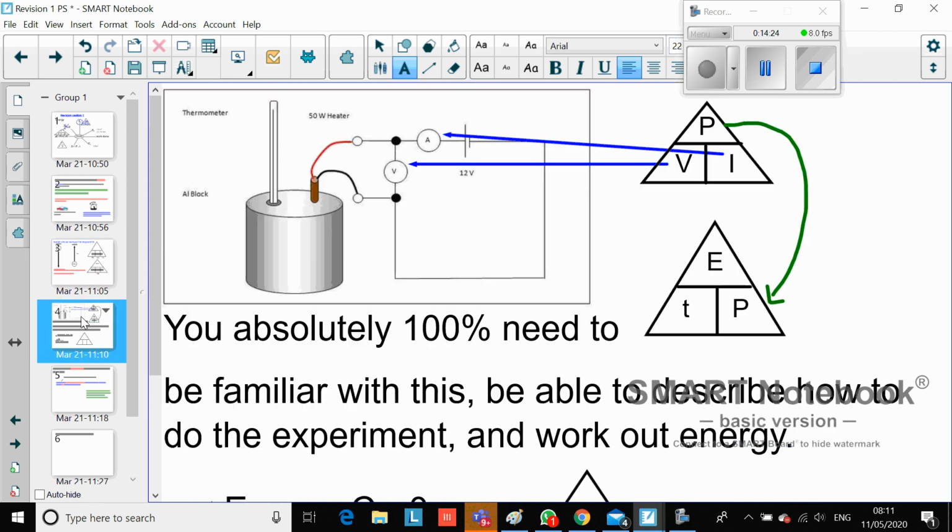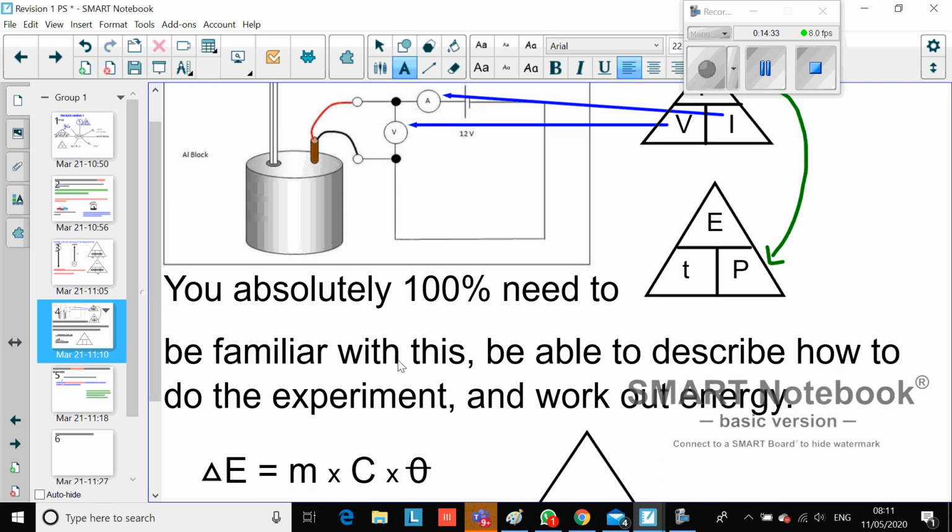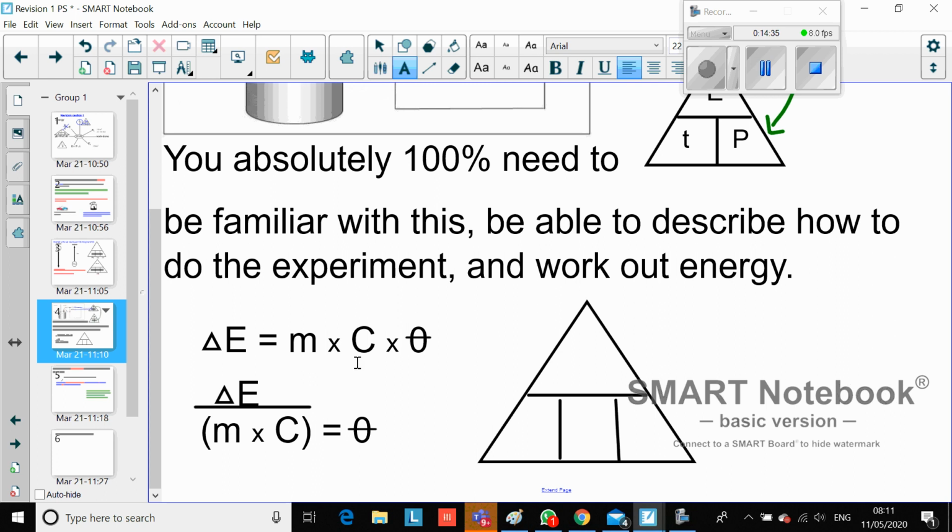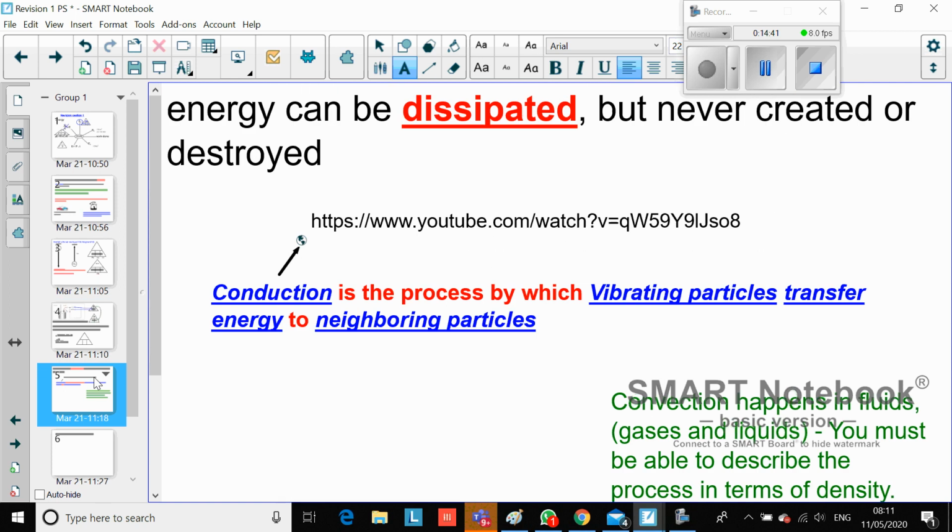Okay, next thing, specific heat capacity. You will 100% need to know this required practical. Now you've done it, so you need to refer to this in your book. Just went through it with you a few minutes ago, so hopefully you'll be familiar with this. I'm actually not going to spend a great deal of time on that.